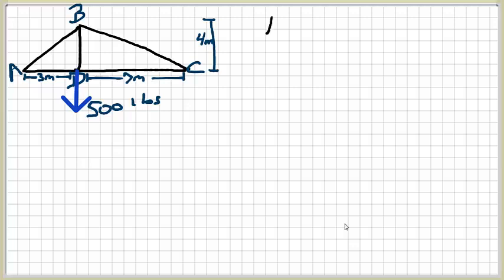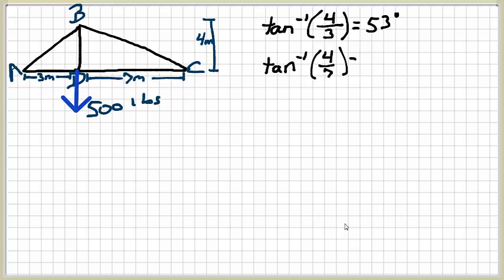Remember, when we find an angle, we do inverse tangent of our opposite side over our adjacent side. Okay, hit pause, type it in your calculator, make sure you understand how I'm getting the angle of 53 degrees. I'm going to do the same thing for triangle BDC. I'm going to take 4 over 7, and I'm going to get 29.7 degrees. Okay, we're going to use those angles as we go through our problem.